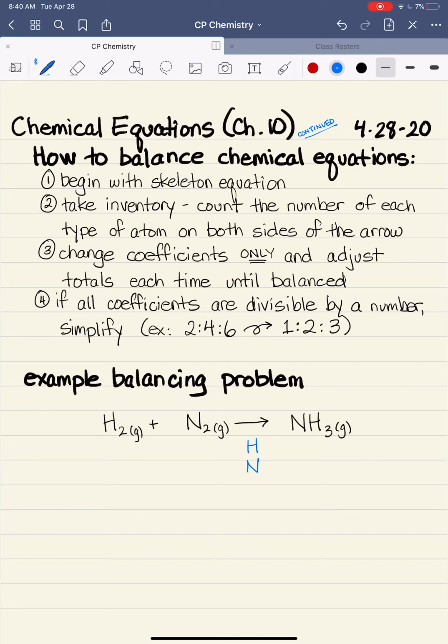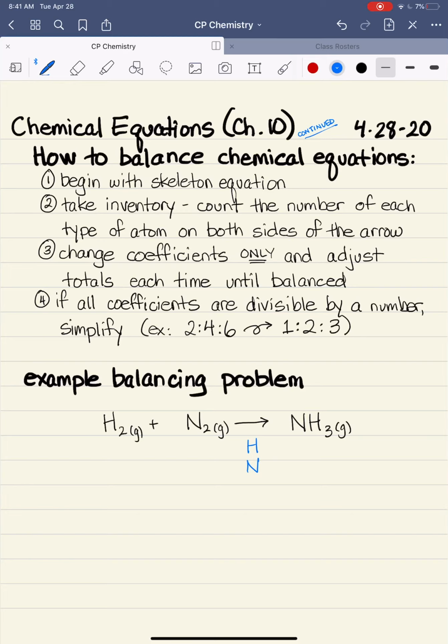Now, I prefer to write those element symbols underneath the arrow. The reason I want to do that is because it just shows me visually the divide between my reactants and my products. Some people like to make two separate columns. That is totally up to you. This is just my method. So I'm going to take inventory.